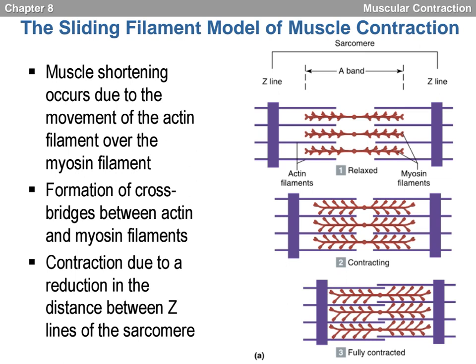Now that we have an understanding of some of the anatomy, let's explore how muscles actually work, how they contract. The major hypothesis concerning muscle contraction is called the sliding filament model. The basic idea is that muscle shortening occurs due to the movement of actin filaments over myosin filaments. So if you look at this diagram, we have a sarcomere. Remember, the sarcomere is bounded by a Z line at either end. The sarcomere is essentially the unit within a myofibril that allows for contraction to occur.